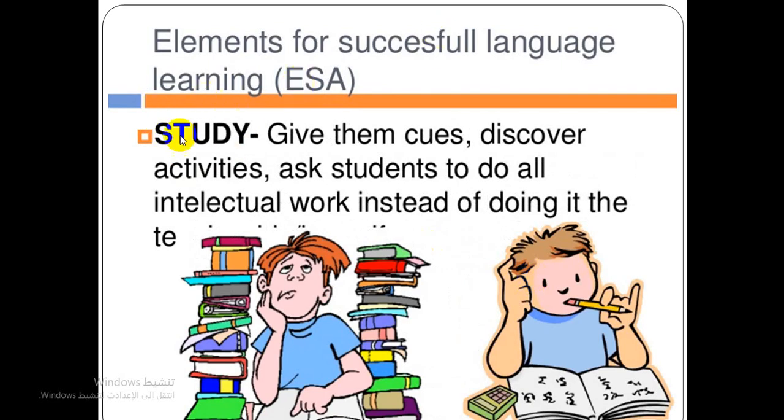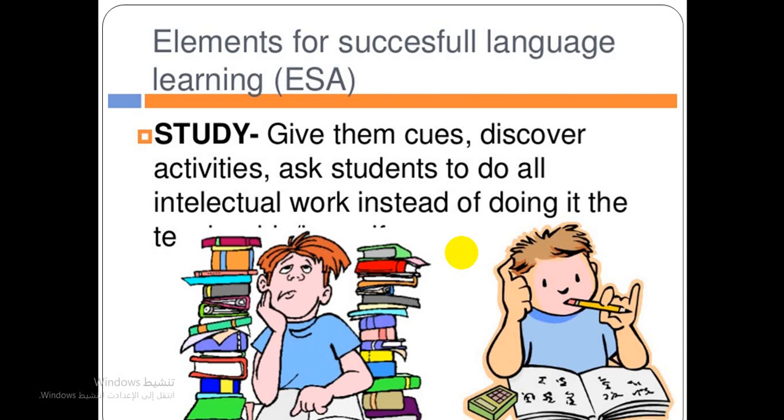And the second ingredient is study, which means give students cues, discovery activities, ask students to do all the intellectual work instead of doing it for them. This means any stage at which the construction of language is the main focus. Study activities are those where the students are asked to focus on language and how it is constructed. Some typical areas for study might be the study and practice of the vowel sound in chip and cheap, the study and practice of the third person singular of the present simple.